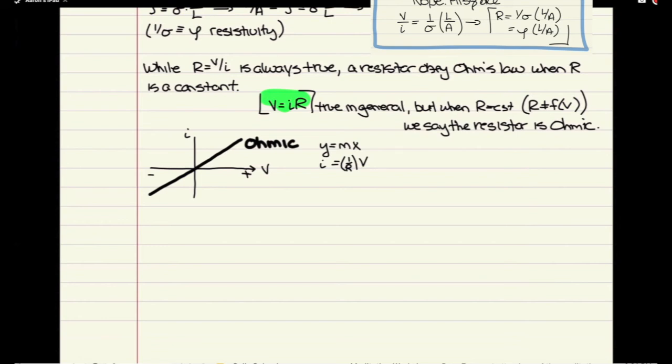This might be contrasted with, say, a semiconductor, which might look something like this. In this case, the slope clearly is not a constant. At any particular V, I could measure I and calculate the resistance at that particular combination, but that R would not be a constant if I went to different potential differences.